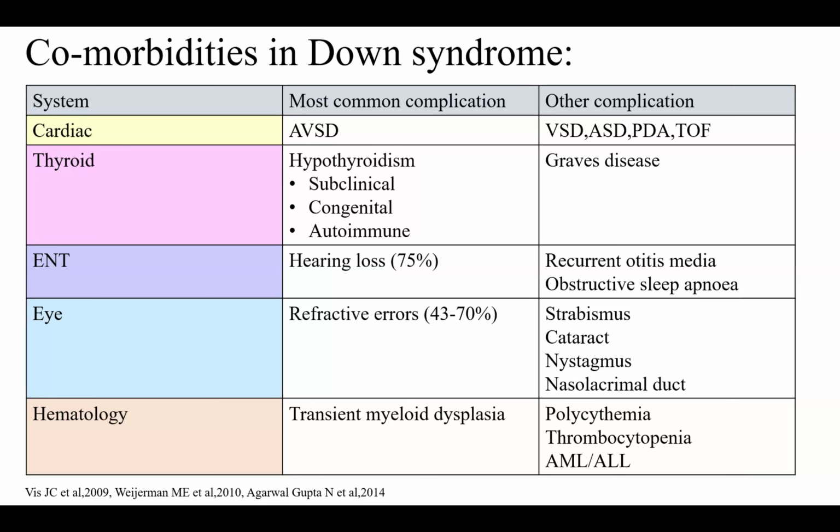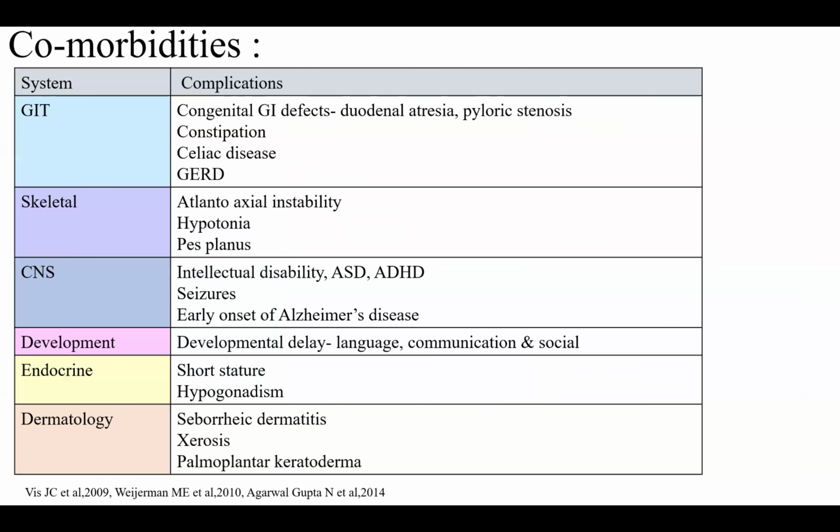And in ENT, hearing loss will occur in 75% of the cases, followed by recurrent otitis media, and obstructive sleep apnea can also occur. In the eye, refractive error is the commonest complication the child will have, followed by strabismus, cataract, nystagmus, and nasolacrimal duct obstruction. And in hematology, transient myeloid dysplasia can occur. Polycythemia, thrombocytopenia, AML, and ALL could also occur.